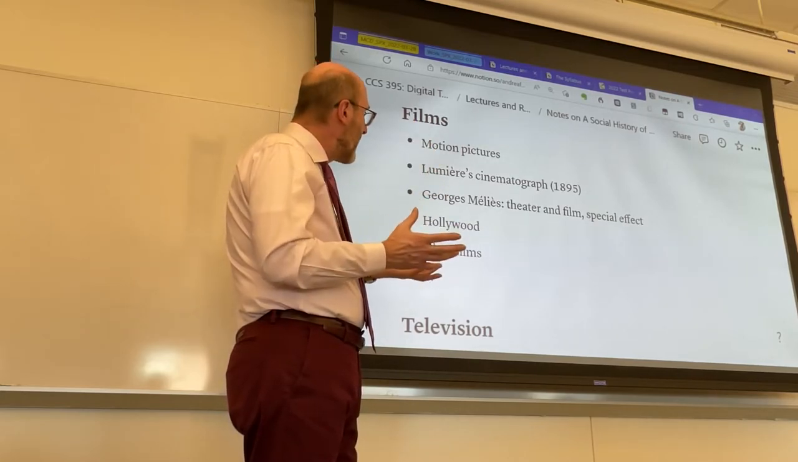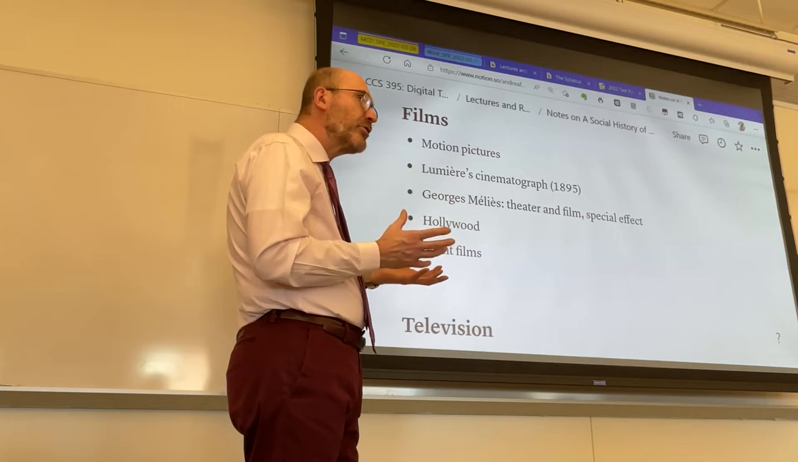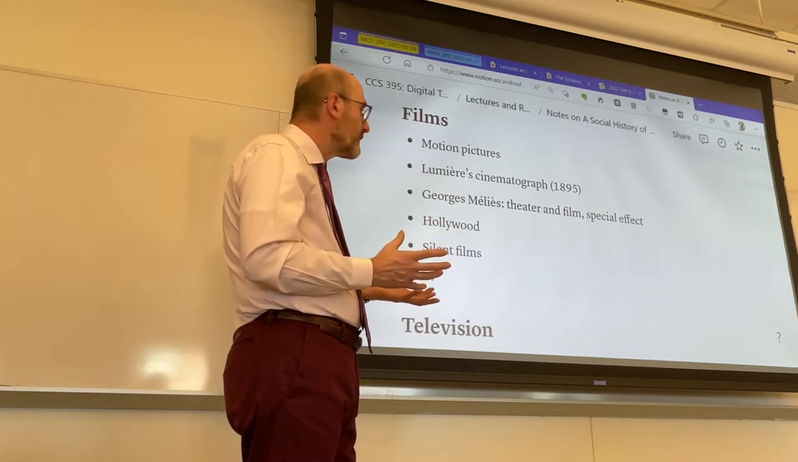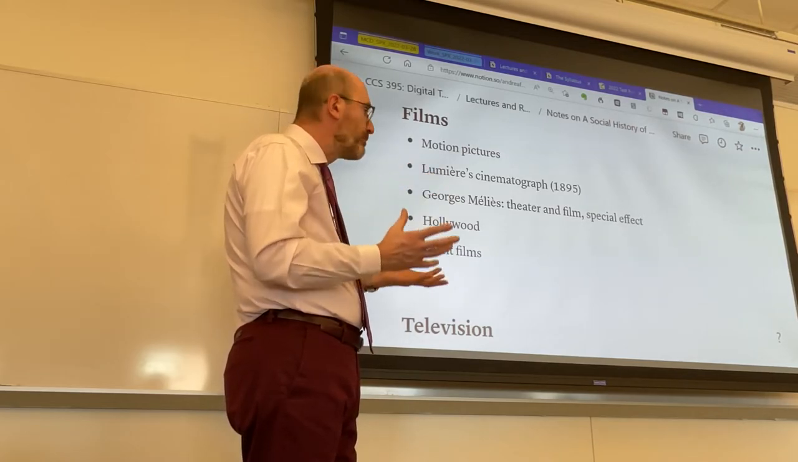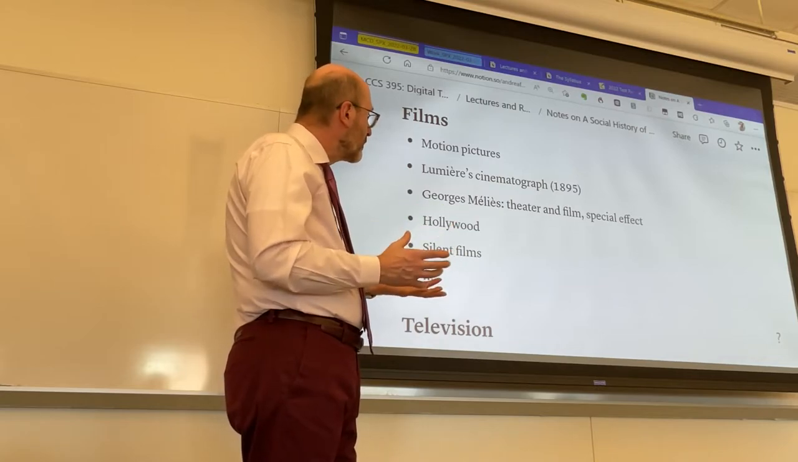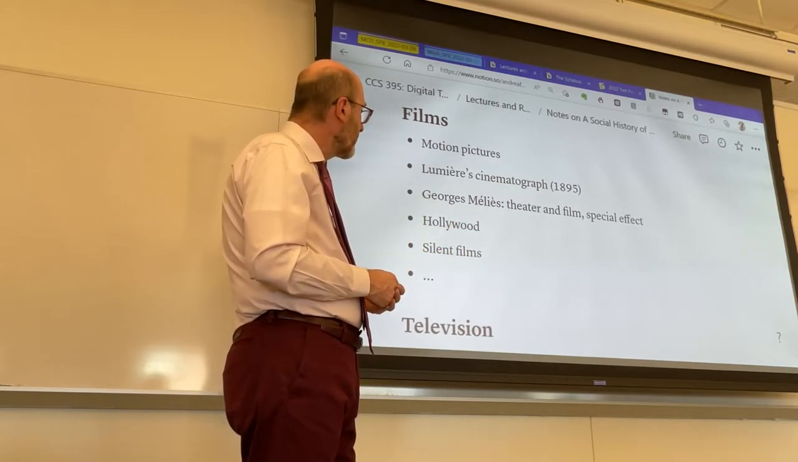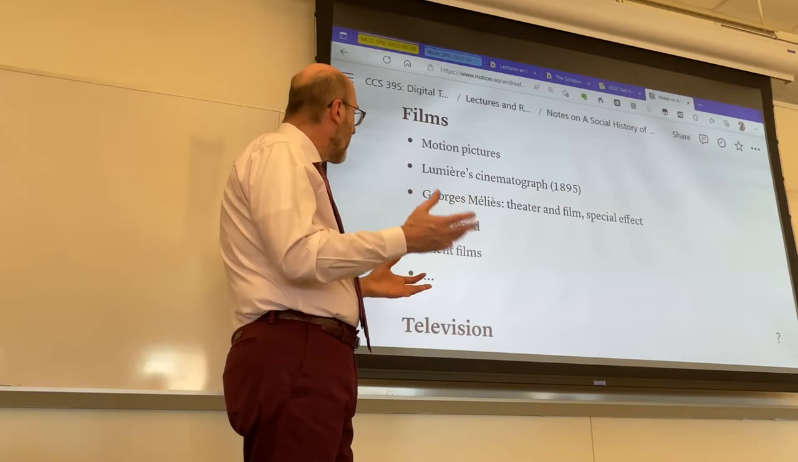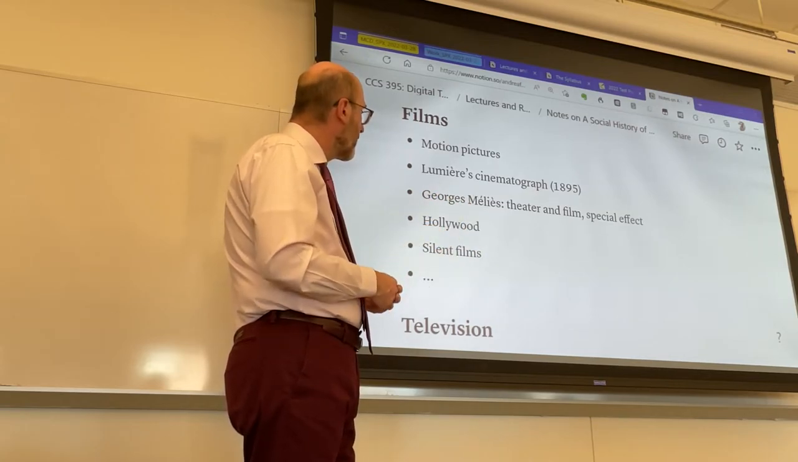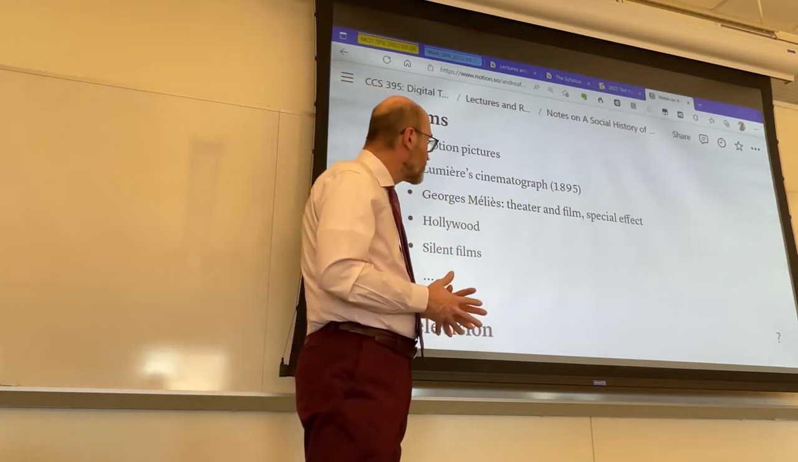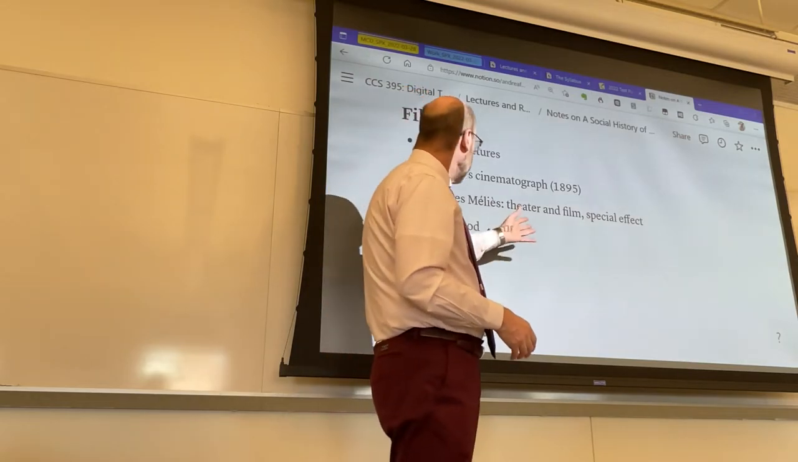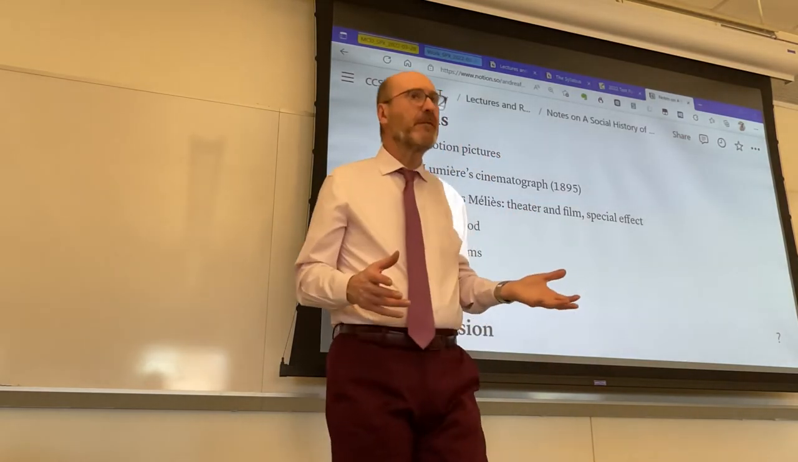The main ideas of what a film should be about, what the style of a film is, and how you create a film to capture the attention of an audience came from other people who also worked on the technical side, such as the Frenchman Georges Méliès. And Georges Méliès started by mixing theater and film.